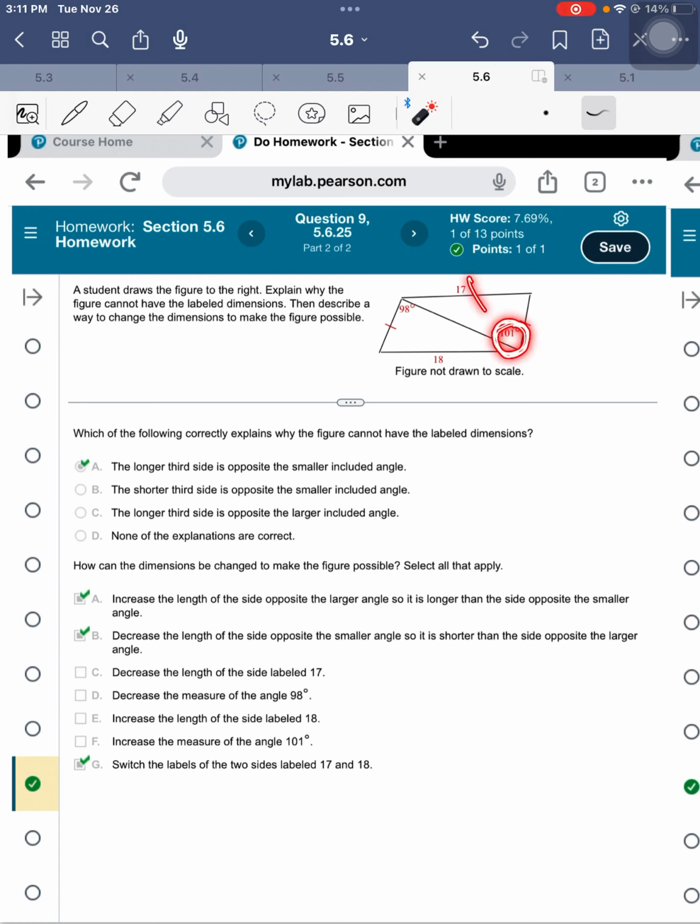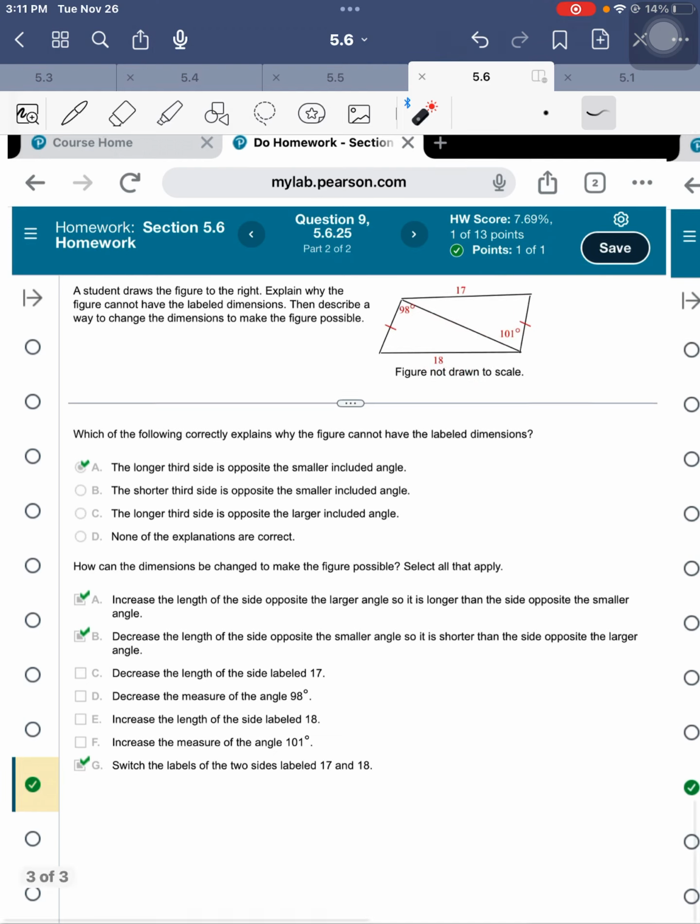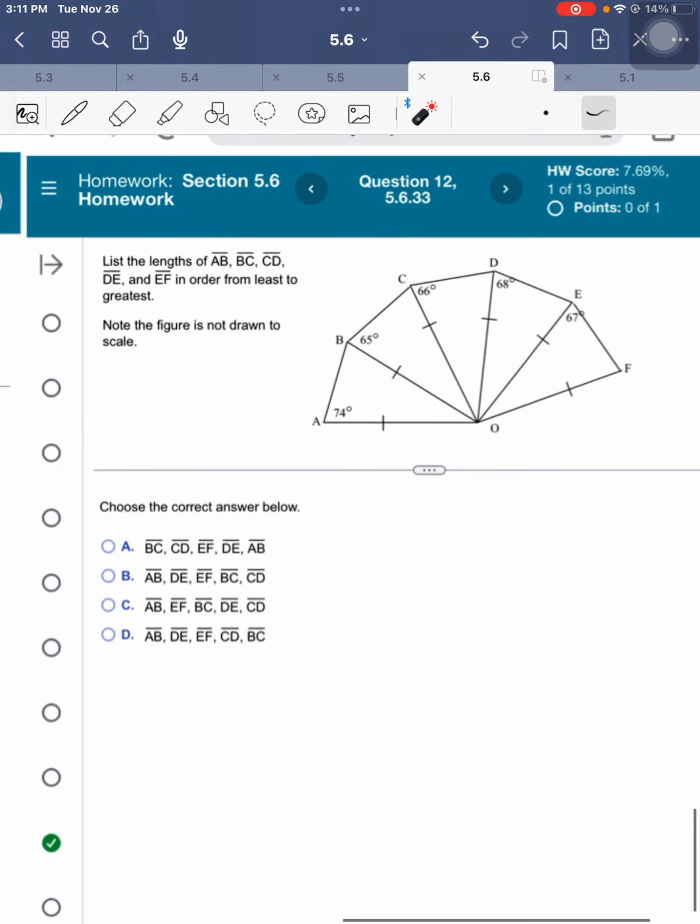Increase the measure of 101. Even if I were to increase this to, let's say, 103, this would still not make sense. How is this smaller degree opposite the smaller side? So no. And then the last one, switch the labels of the two sides labeled 17 and 18. Yeah, so they're pretty much saying if I got rid of this and put 18 here, and got rid of this and put 17 here, then it would make sense, which it would, because then the smaller angle would be opposite the smaller side and the bigger angle would be opposite the bigger side. So that's why that's the answer.